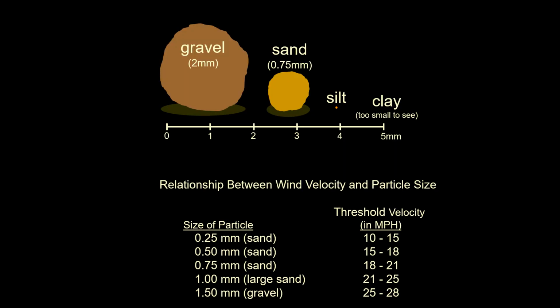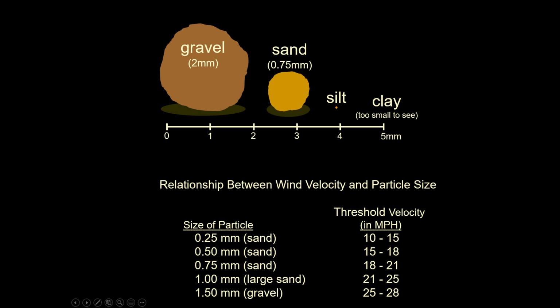And just to give you an idea of some sizes of materials and also the velocity of wind that might be necessary to entrain or carry those particles in suspension, here are some examples. Really fine sand might be carried with a threshold velocity of just 10 to 15 miles per hour. Something a little bigger, nearly a millimeter in diameter, like this sand particle I show in the upper view, might require a stronger wind to be entrained, 18 to 21 miles per hour.